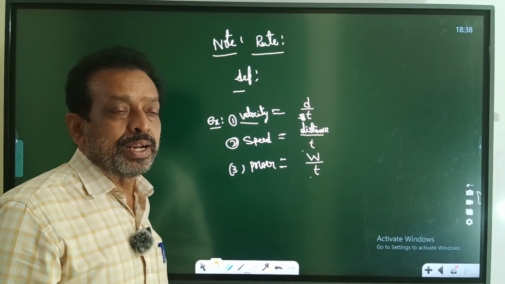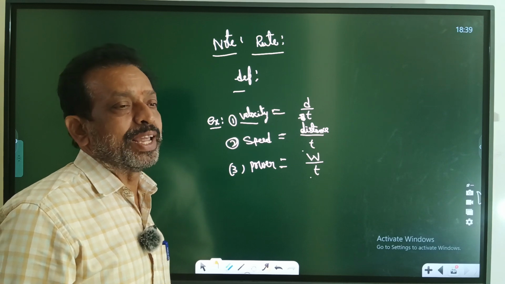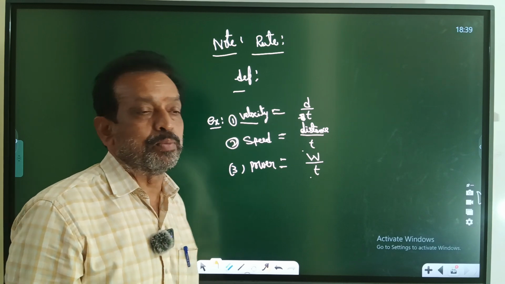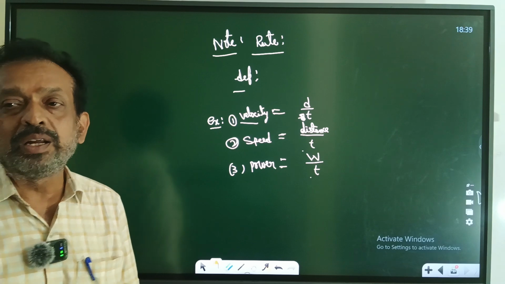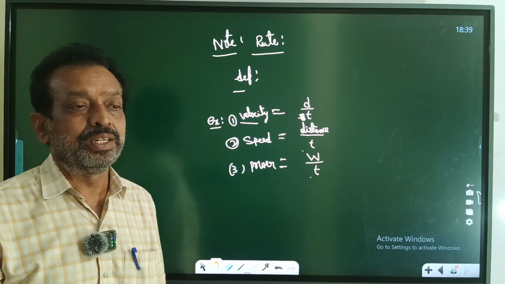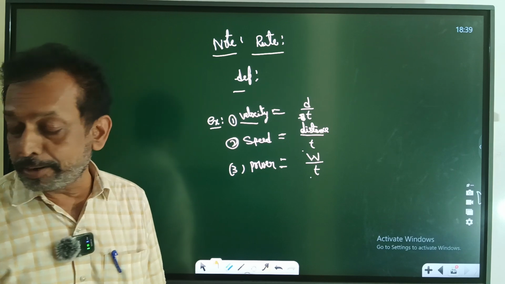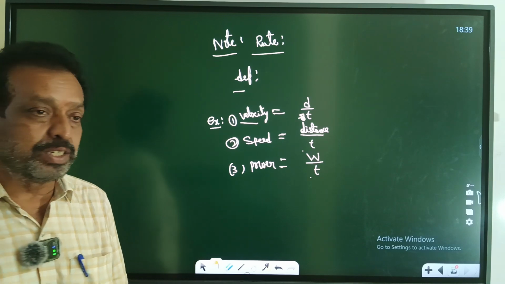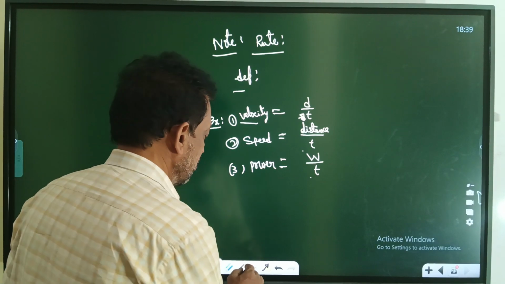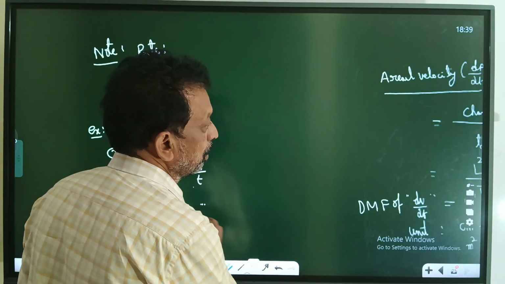If you go to the market, rate means money. What is the rate of 1 kg tomato? What is the rate of 1 kg dal? Rate means money. What is the rate of potato? In the market, rate means money, but in physics, rate means time. Okay, good.